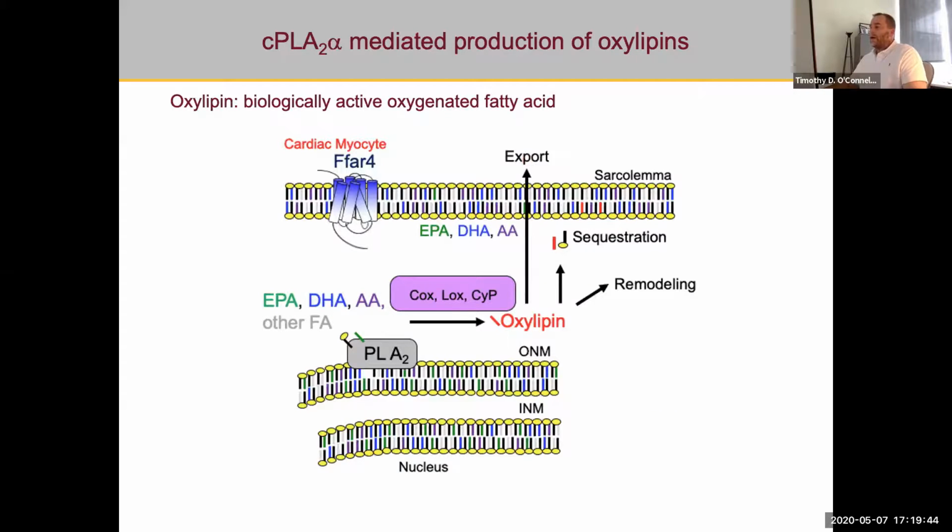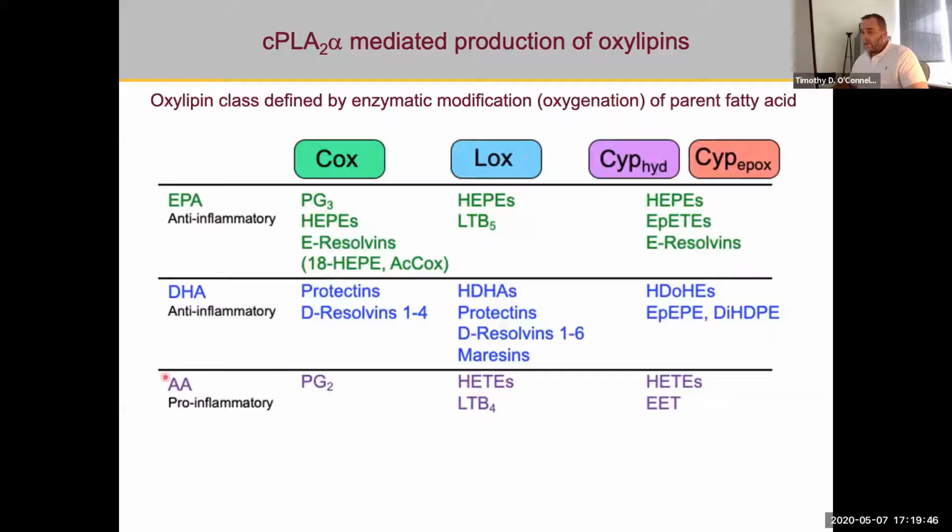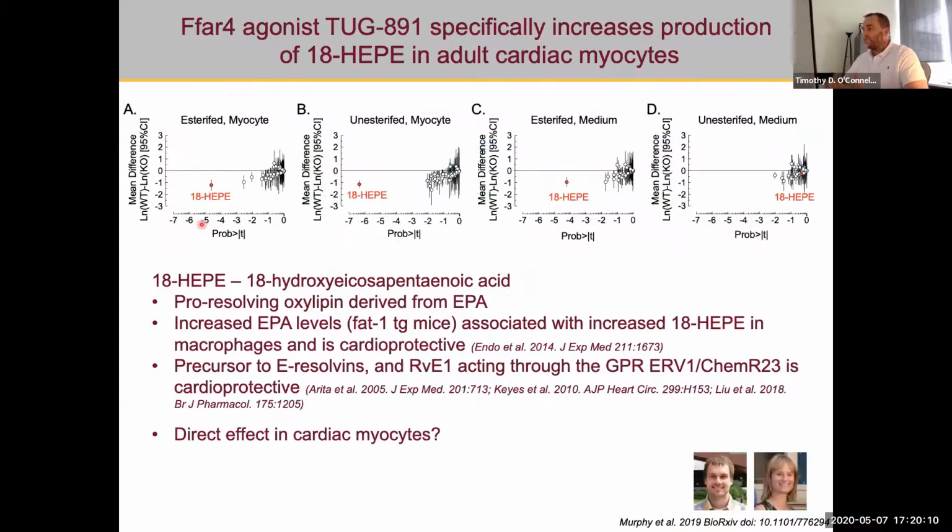When we think about oxylipins, again, we're most familiar with arachidonic acid-derived oxylipins like prostaglandins and leukotrienes, and they're generally considered to be pro-inflammatory. But it turns out that EPA and DHA can also be metabolized by these enzymes to produce similar classes of oxylipins, and in general, these are considered to be anti-inflammatory. So our question was then, what is FFAR4 CPLA2 oxylipin signaling doing in cardiac myocytes?